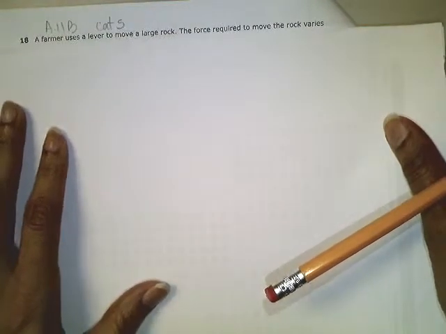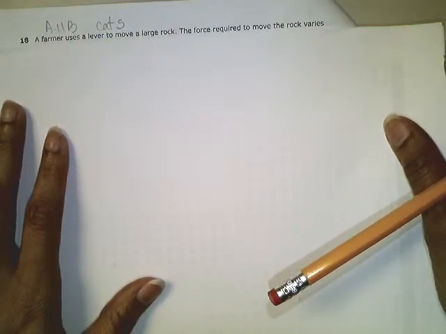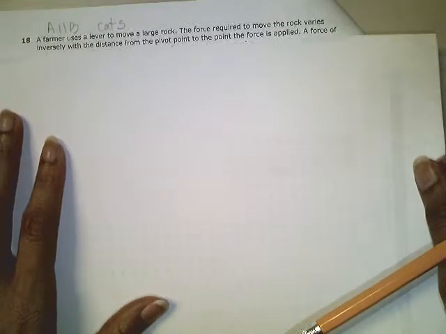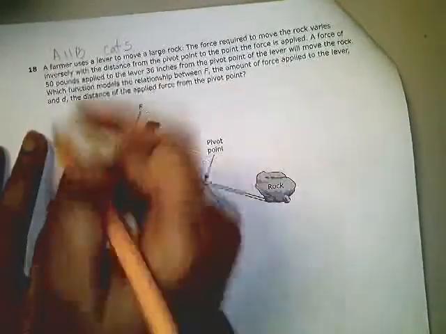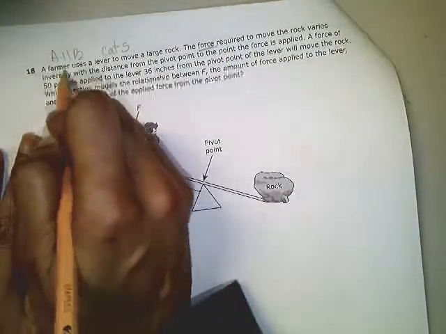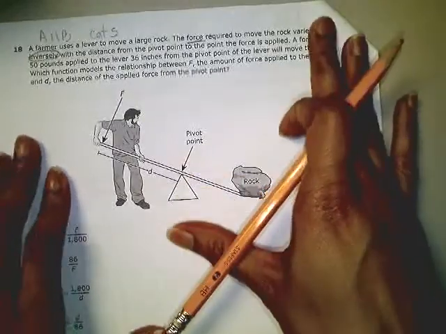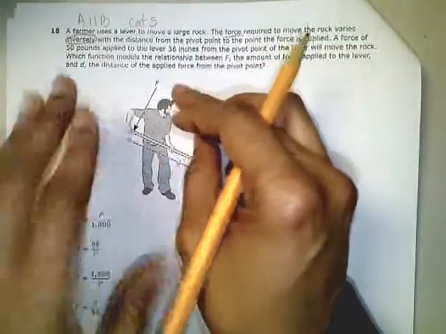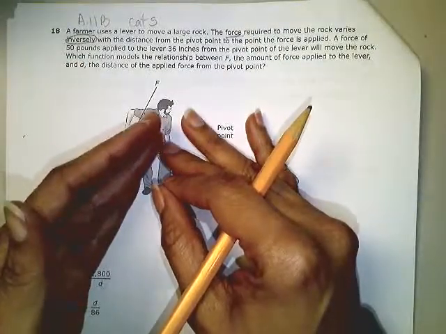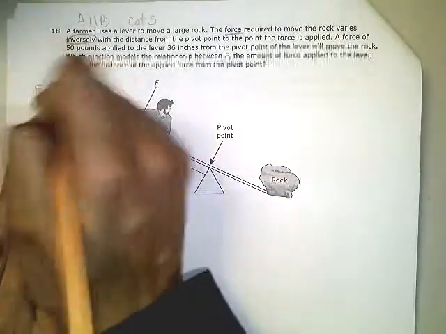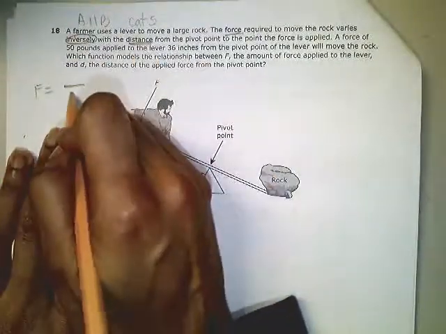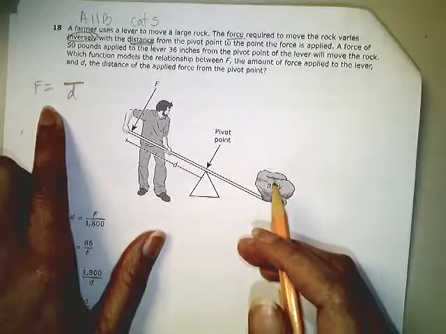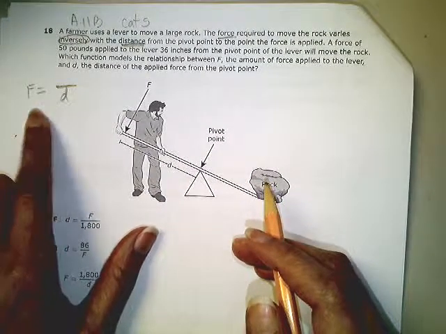A farmer uses a lever to move a large rock. All right, the force required to move the rock varies inversely. Now here's where you need to know your vocabulary. The force varies inversely. If it varied directly, that would mean force equals the other thing. But since it's inversely, that means force is going to be equal to whatever that thing is, it's going to be on the bottom. Distance. So distance has to be on the bottom. That's what that looks like. Varies inversely.